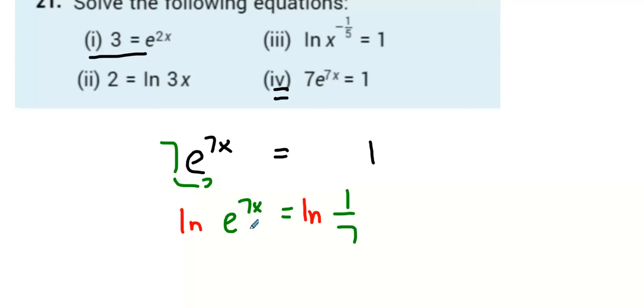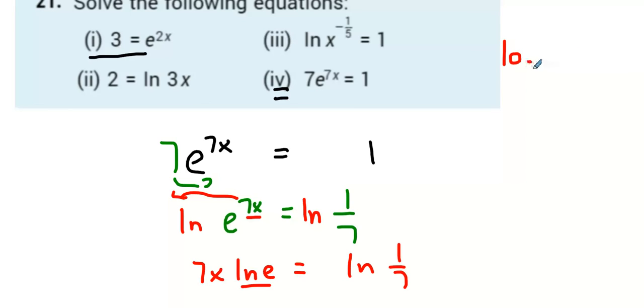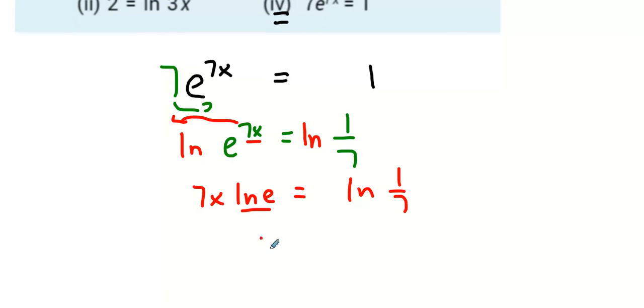Now this 7x. Does this 7x affect the only thing that's there? It affects the e, and there's only the e, isn't there? So that means it obeys the power rule. Bring it to the front. And what do we get? 7x ln e equals ln 1/7. Now what? What is ln e? What is log e base e? 1. ln e is 1. So now we're just going to get 7x equals ln 1/7.